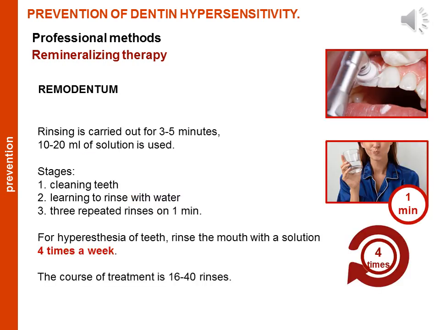Remodent and rinsing. Rinsing is carried out for 3-5 minutes. 20 ml of solution is used. Stages: cleaning teeth, learning to rinse with water, 3 repeated rinses of 1 minute. For hyperesthesia of teeth, rinse the mouth with the solution 4 times a week. The course of treatment is from 60 to 40 rinses.